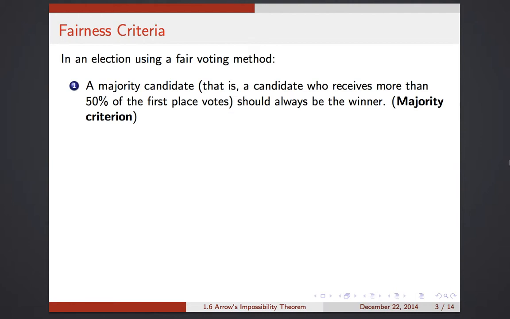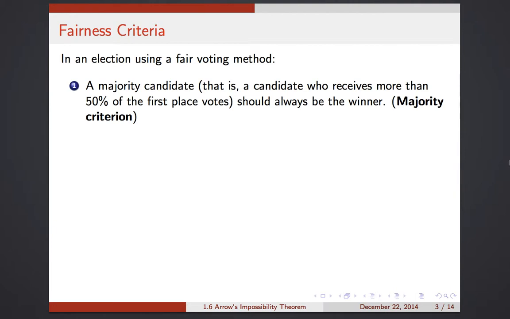So imagine an election in which you are a candidate. You're a candidate who gets more than half of the first place votes. You get, let's say, 55% of the first place votes. Suppose, though, that you end up losing to another candidate. What would your reaction be to that situation? I imagine your reaction would be, this is not fair. How could somebody else possibly win when I got more than half of the first place votes? I don't find this to be fair.